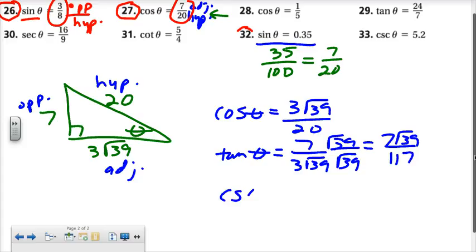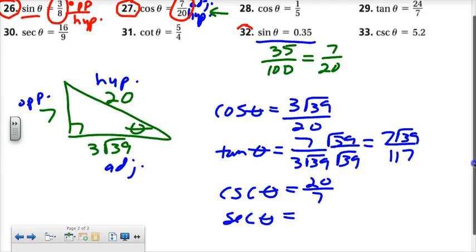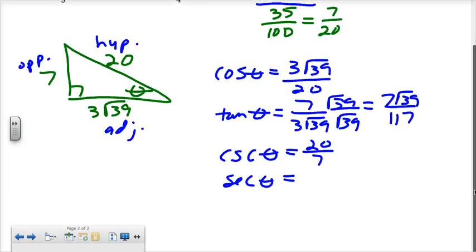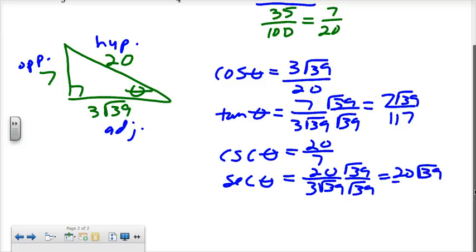Then we need cosecant, and cosecant is what we get by flipping sine. Sine was 7/20ths, so cosecant will be 20/7ths. And then we need secant. That comes from flipping cosine. Well, I'm not too happy about that, but that's going to be 20 over 3 square roots of 39. So we multiply the top and the bottom by the square root of 39, and we get 20 square roots of 39 over our 117 again.